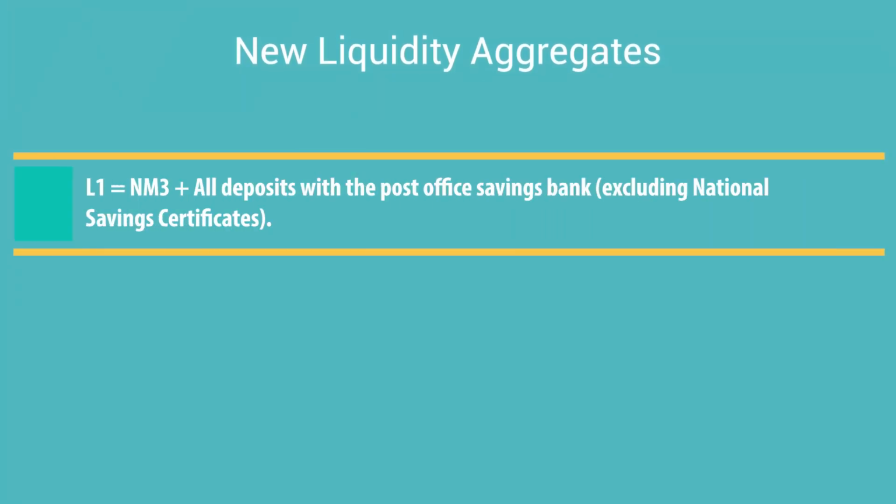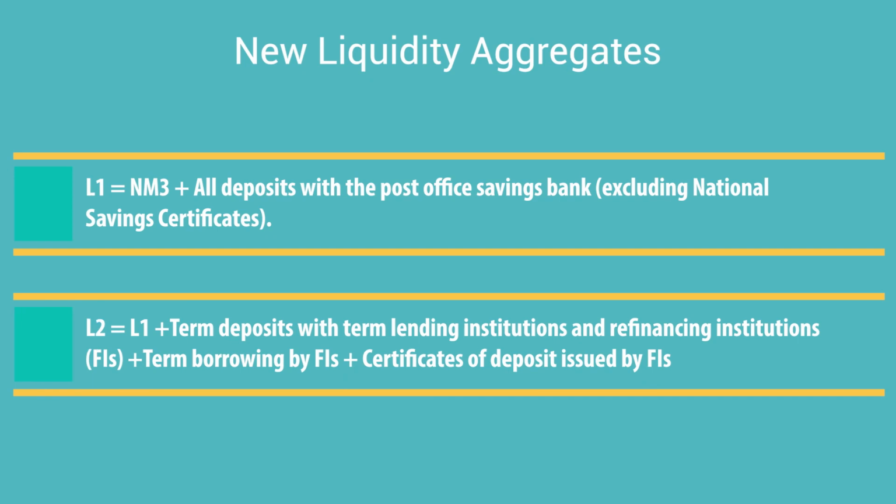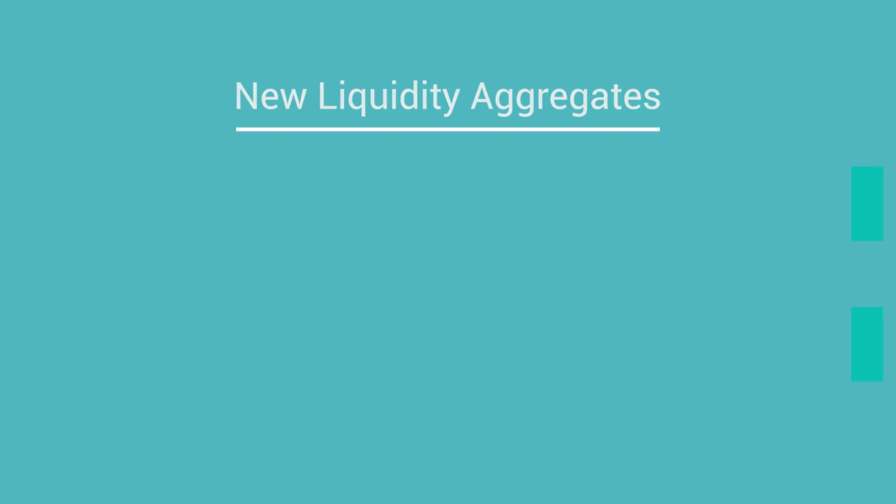So, the liquidity aggregates are L1, which is NM3 that has been defined before, plus all the deposits with the post office savings bank, excluding obviously the NSCs, the National Savings Certificates. While L2 was L1 plus term deposits with term lending institutions and refinancing institutions, the FIs, plus term borrowings by the FIs, plus certificates of deposits issued by these financial institutions.